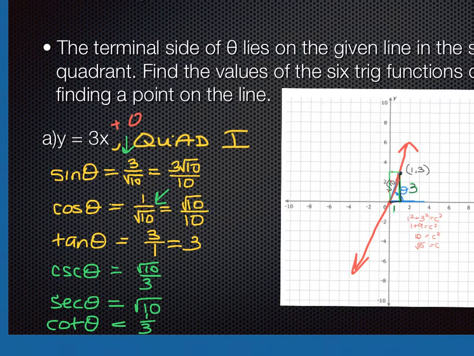So if it had said something like quadrant 2 here, well, sorry, not quadrant 2, that wouldn't work. If it had said quadrant 3, then I'd be using this triangle down here where I would have gone down 3 and left 1. My slope would still be 3 over 1, which is consistent with what I got from my line, but I would be using the negative values.